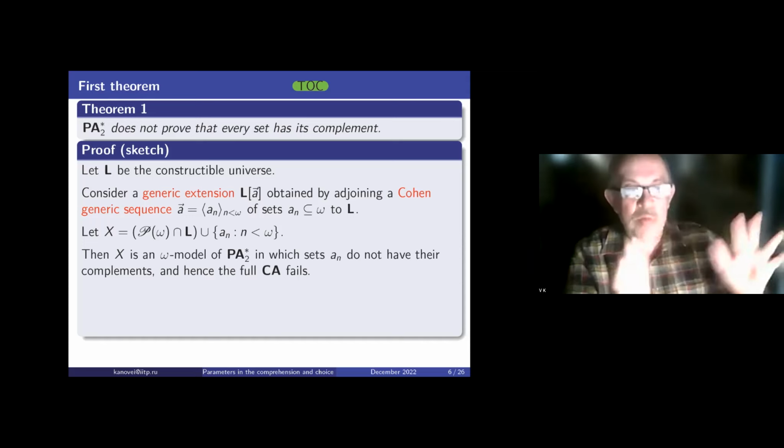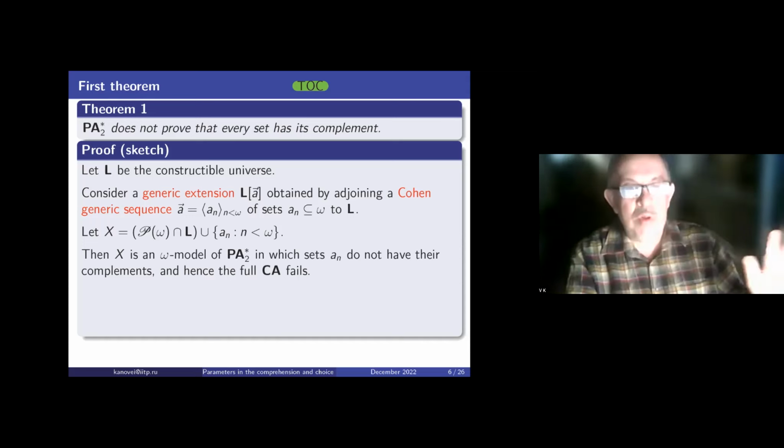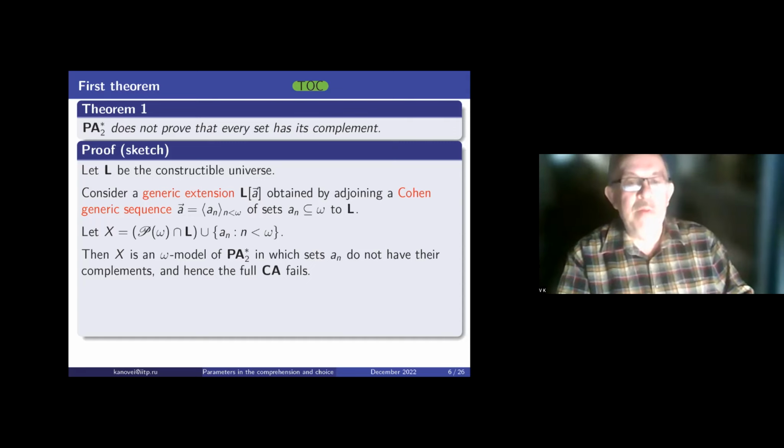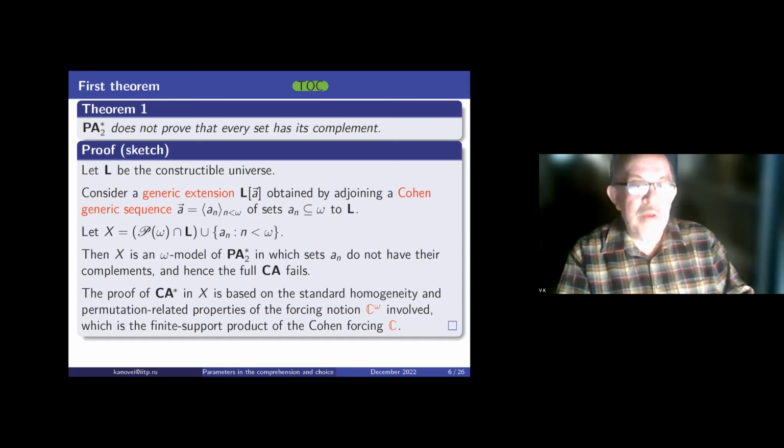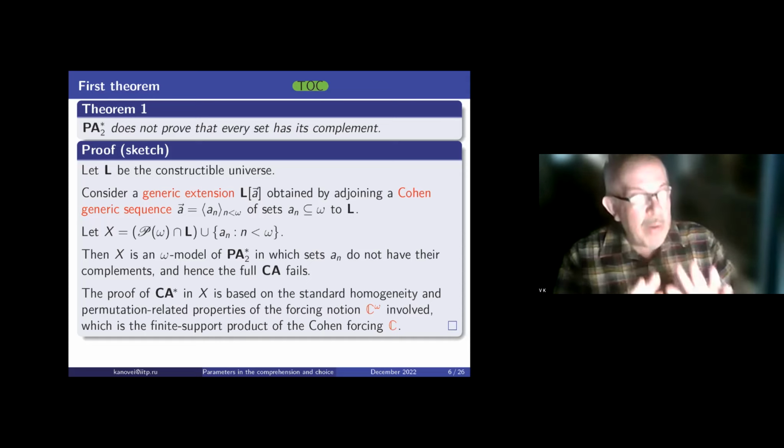It happens to be just an omega model of the parameter free PA star, in which these new sets do not have their complement. So therefore, the full comprehension fails. This is easy. The more difficult part is that the parameter free comprehension still holds.